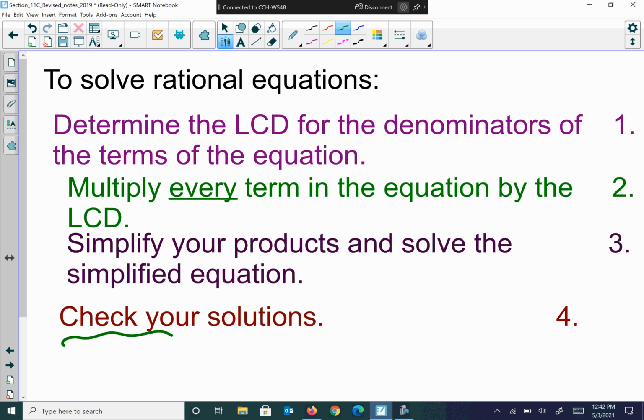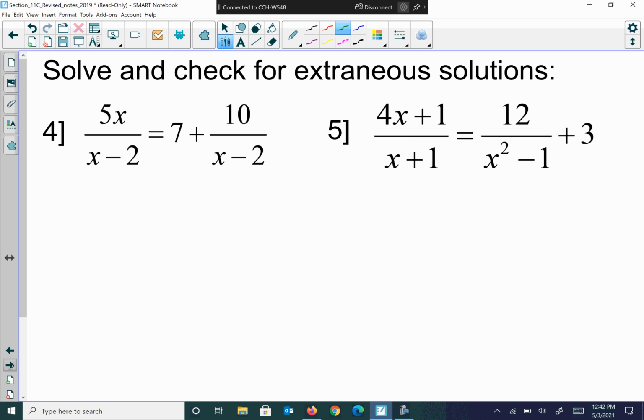So this is the only thing I want to check: your solutions. Just double check them. Make sure if you plug your solution back in, it doesn't give you some sort of undefined term. All right.